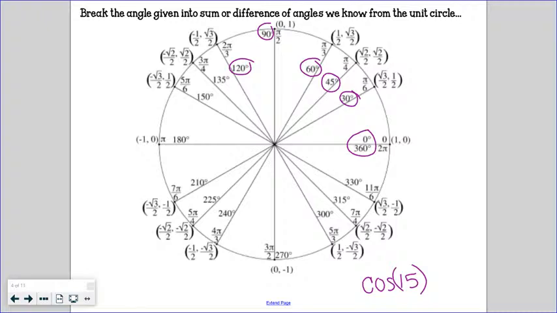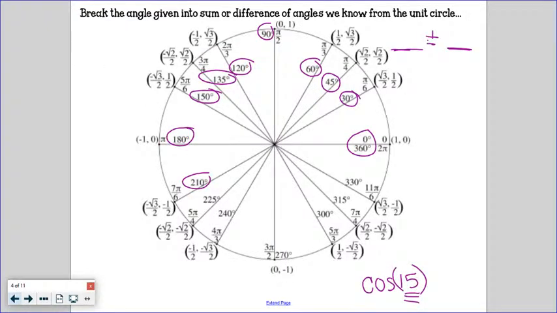Here's the challenge, but also the nice part about this section: we are now going to take 2 angles we know. Some angle I know, I'm going to add or subtract a second angle I know, and the result should be 15. So we're looking for 2 angles that I can either add together to give me 15, or if I were to subtract them, they have a difference of 15. And we're going to rewrite that cosine of 15 as those 2 angles.